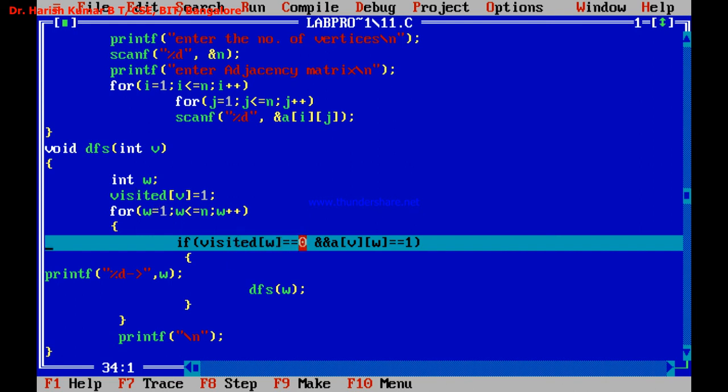The check is visited of 1 equal to 0. But the node 1 is already visited. We have already set visited of 1 equal to 1, but the condition checks visited of 1 equal to 0, so this condition is false. When this condition is false, it will not go into this if statement, because the operator we are using here is AND. Both must be true, and you need not check the other condition. When this itself is false, we skip this iteration and go to the next one.